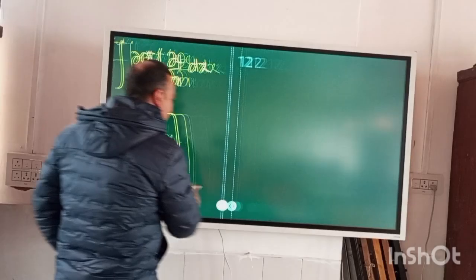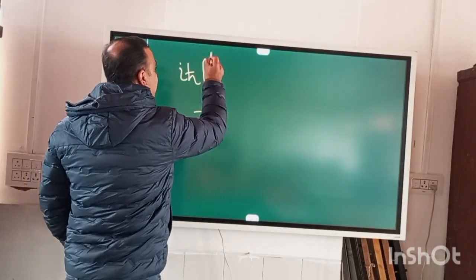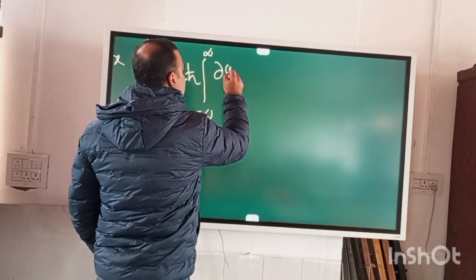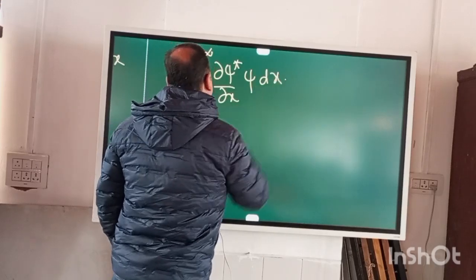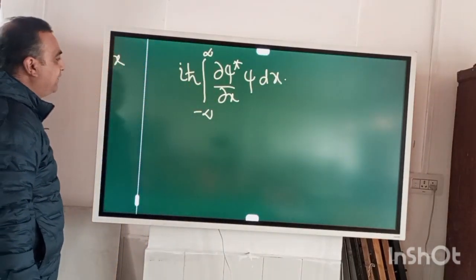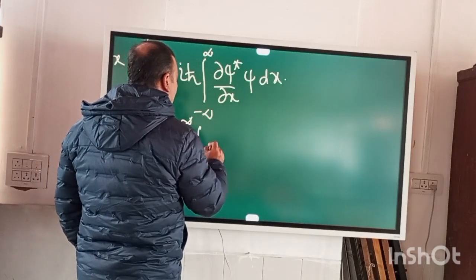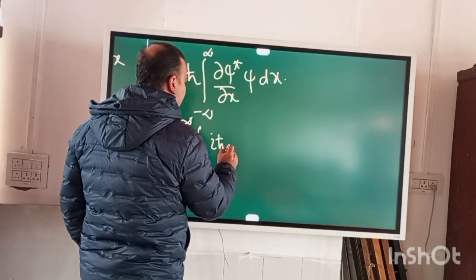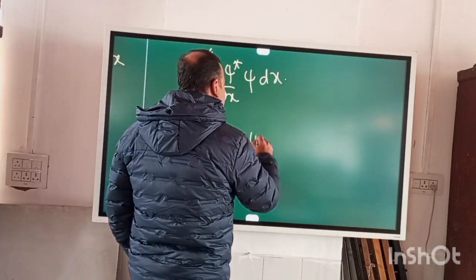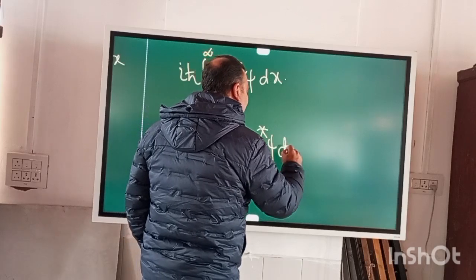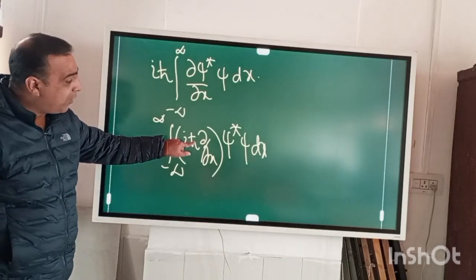So what will I obtain? I will obtain i h bar times the integral from minus infinity to infinity of dou psi star by dou x, then psi, then dx. This is it. So I can take this i h bar inside. This is minus infinity to infinity, so I can write i h bar dou by dou x, and then psi star I can write outside, then I have psi, then I have dx.